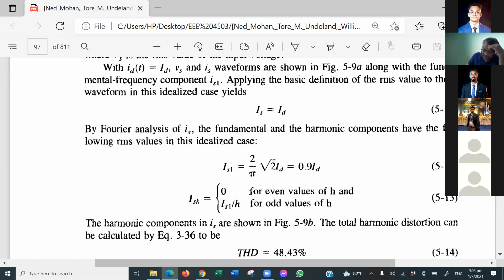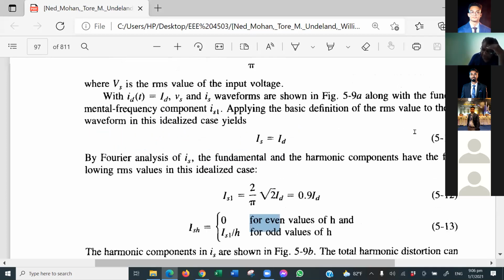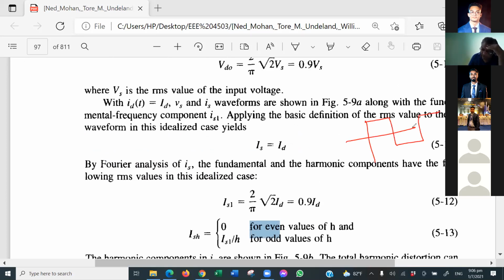For the even harmonics, since the current is symmetrical over your T axis, your even harmonics will be 0 because of the properties of the Fourier series. And we can find out ISH will be IS1 by H. This H is for the odd harmonics.